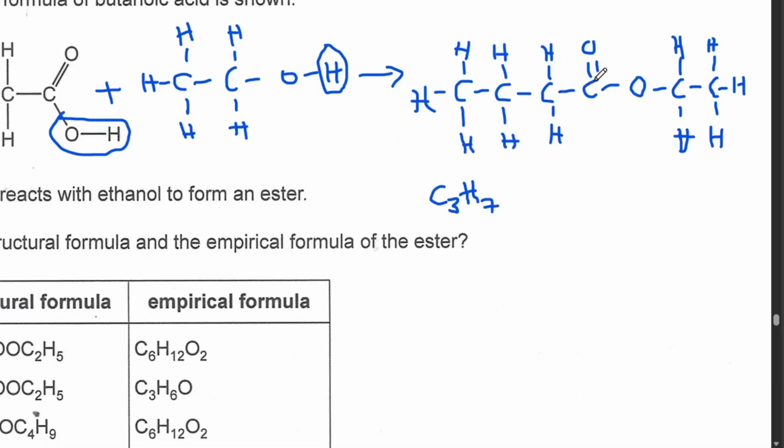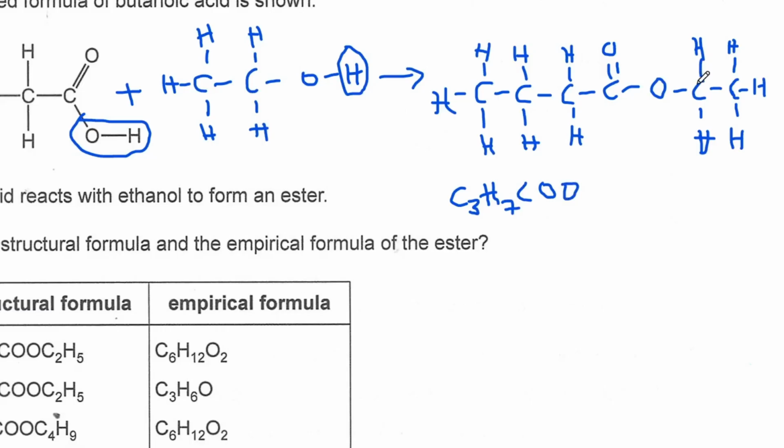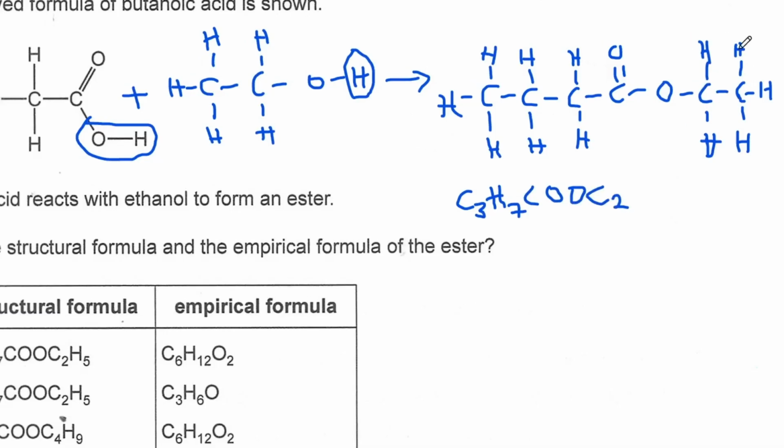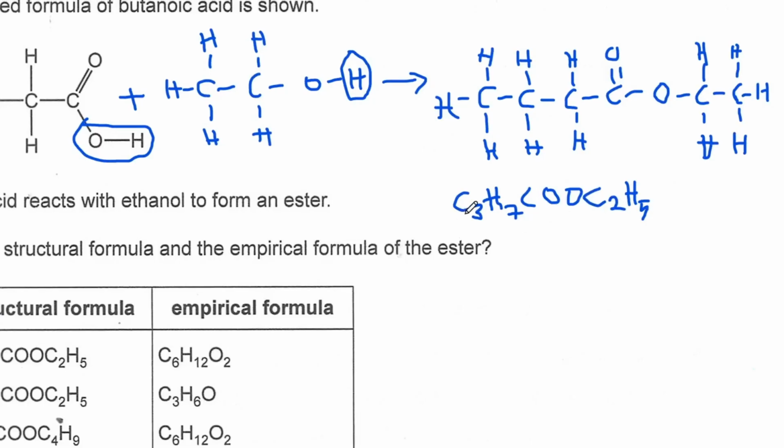7. Then we have this carbon COO. And then we have 1, 2 carbon. And then 1, 2, 3, 4, 5 hydrogens. So this is the structural formula. And the empirical formula, for us to get the empirical formula, we need to first of all get the molecular formula. How do we get the molecular formula?